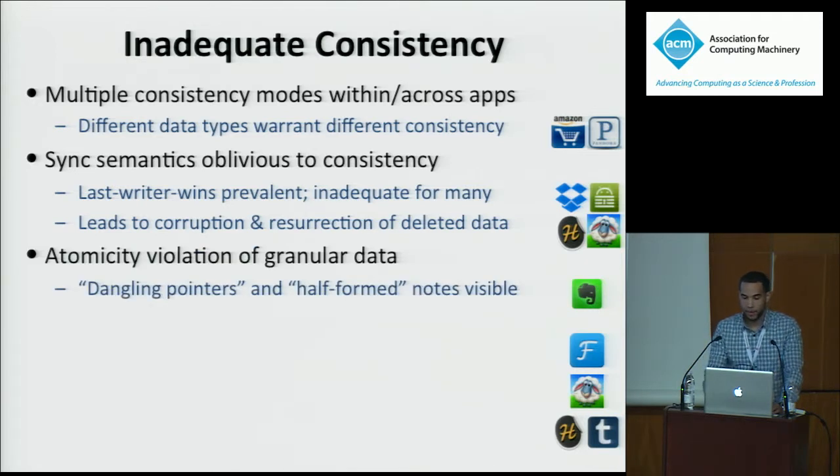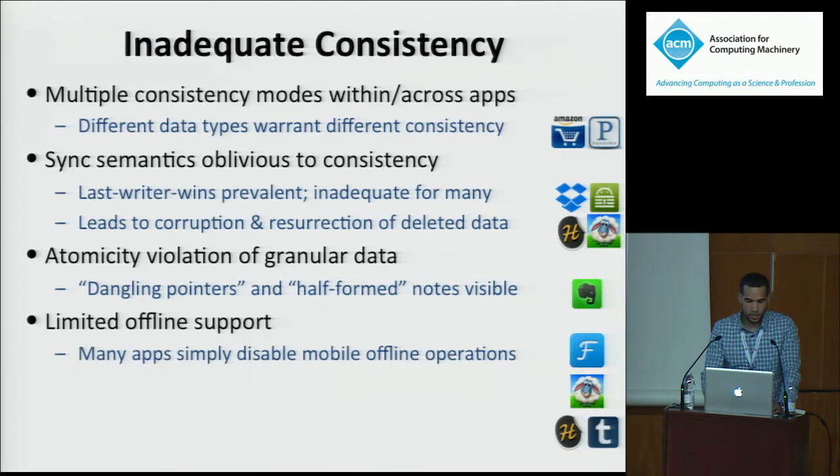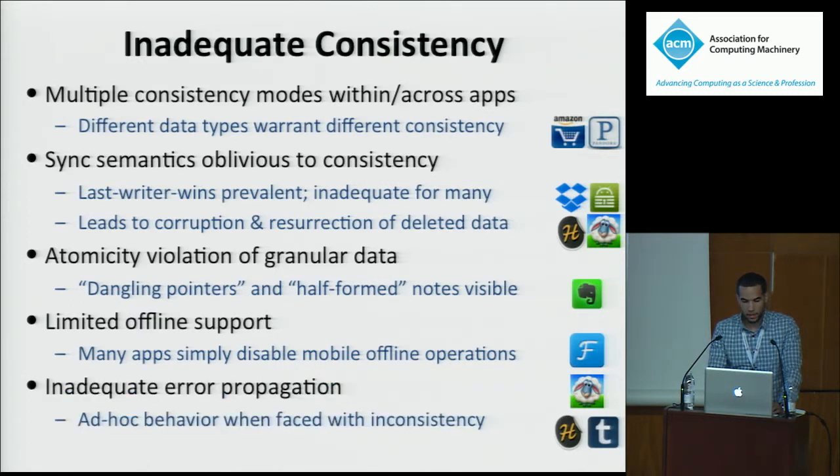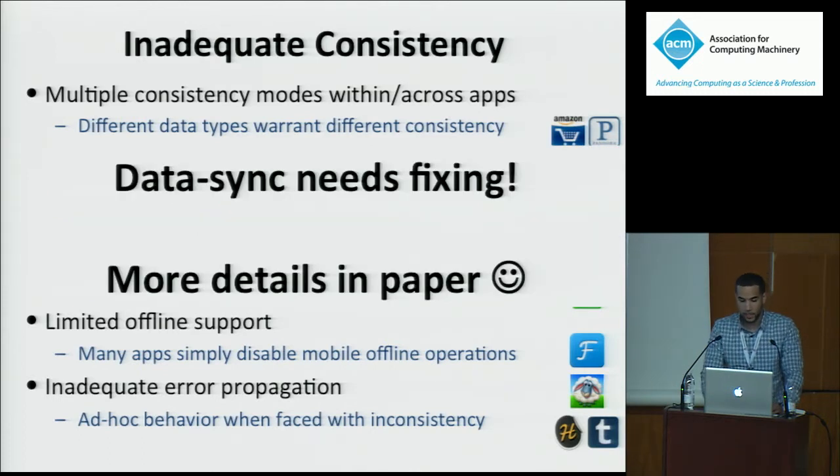Some apps suffered atomicity violations on interdependent data, so dangling pointers or malformed data were often visible to the user. There was limited offline support for some apps. Some apps hung indefinitely, and other apps just didn't launch altogether. Other apps exhibited inadequate error propagation. Instead of notifying the user, some apps crashed, forced logouts, or even lost in-app purchases in the face of conflicts. So the takeaway here is that data sync needs fixing.